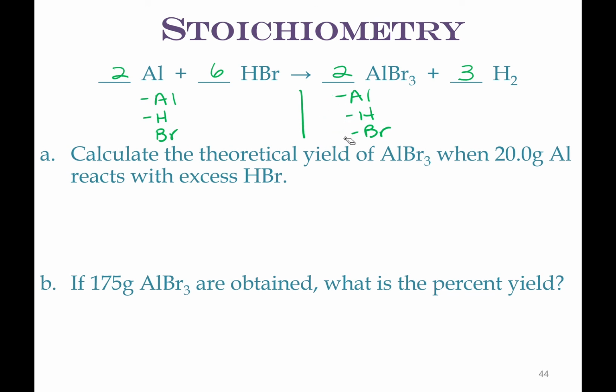It's probably a little bit more tricky, this one, than the ones that we've been doing. So 2 times 1 is 2 aluminum. 6 times 1 is 6 hydrogen. 6 times 1 is 6 bromine. 2 times 1 is 2 aluminum. 2 times 3 is 6 bromine, and 3 times 2 is 6 hydrogen, so this is balanced.